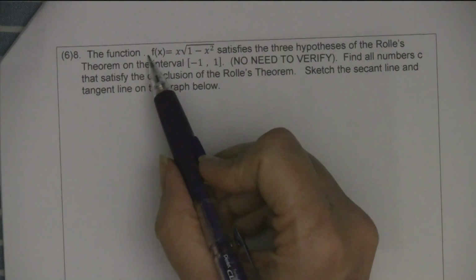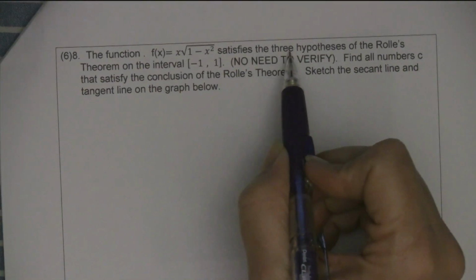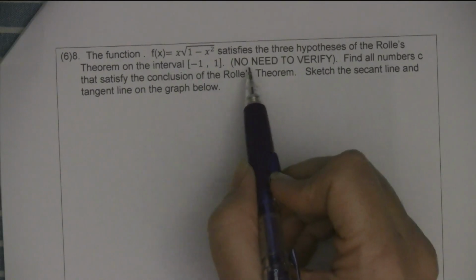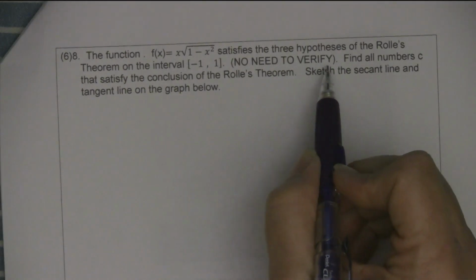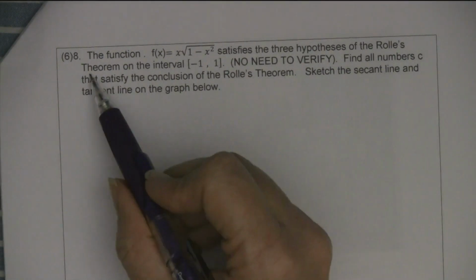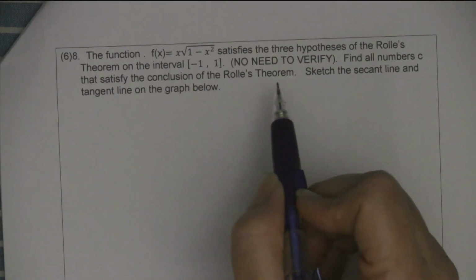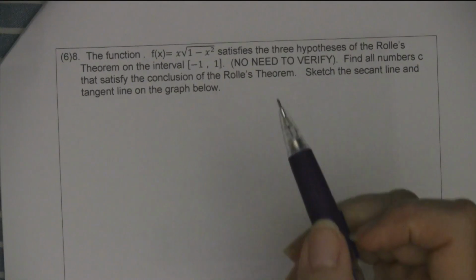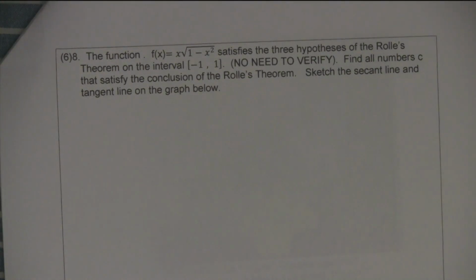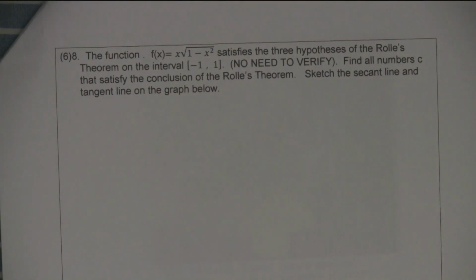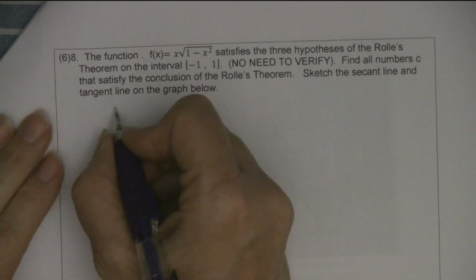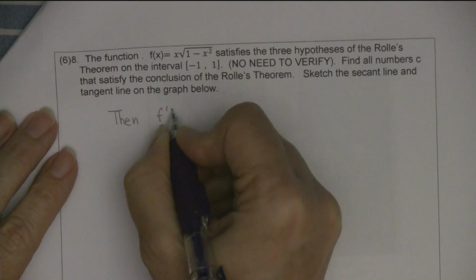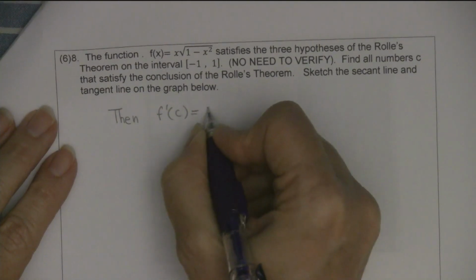It says this function satisfies the three hypotheses of Rolle's theorem on the interval -1 to 1. No need to verify. Find all numbers C that satisfy the conclusion of Rolle's theorem. Sketch the secant line and the tangent line on the graph below. So we're going to do that. The conclusion of Rolle's theorem, the "then" of Rolle's theorem, is that f prime at C equals 0.